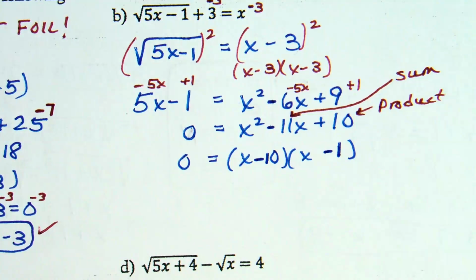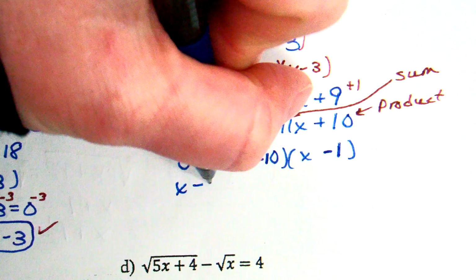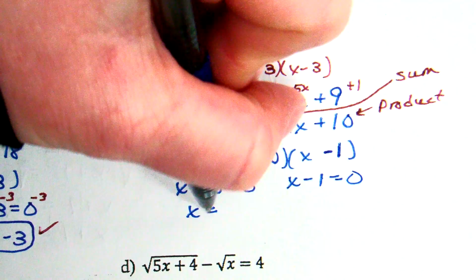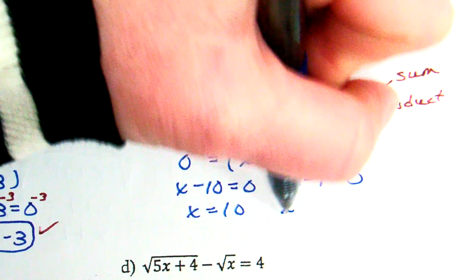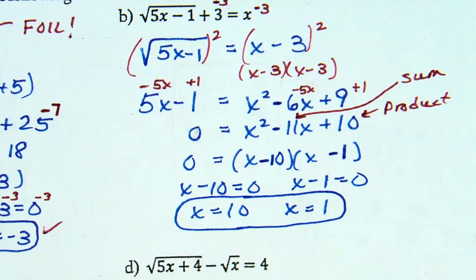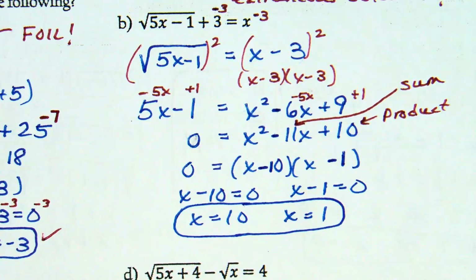What do I do to finish this up? Set each part equal to 0. X minus 10 equals 0. X minus 1 equals 0. I end up with solutions of x equals 10, x equals 1. Am I done with this problem? Check for extraneous solutions.